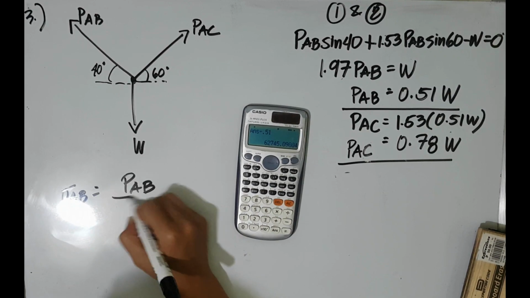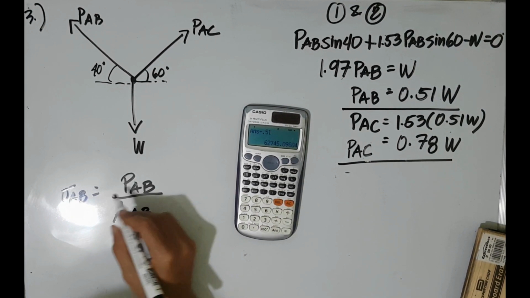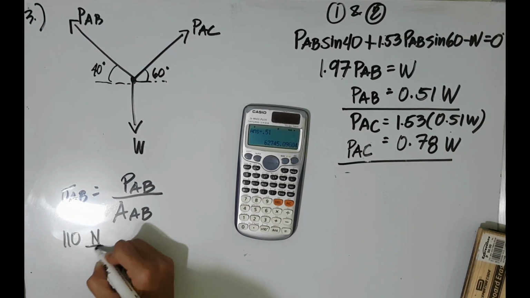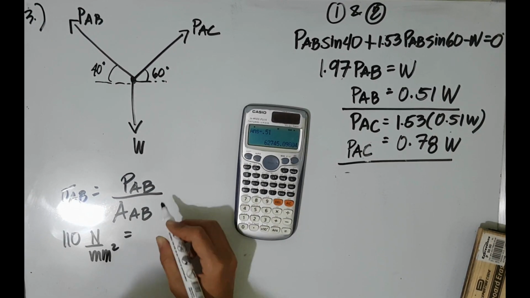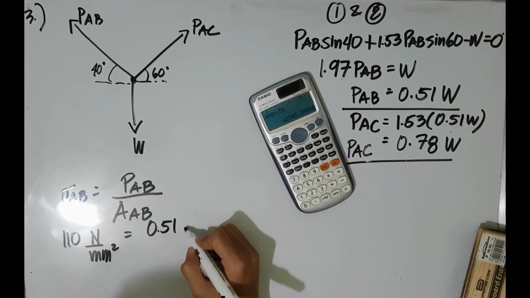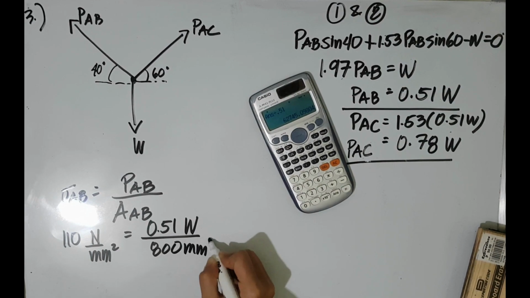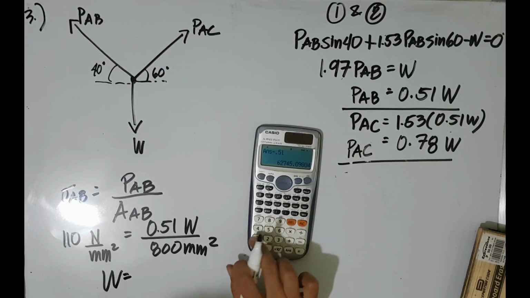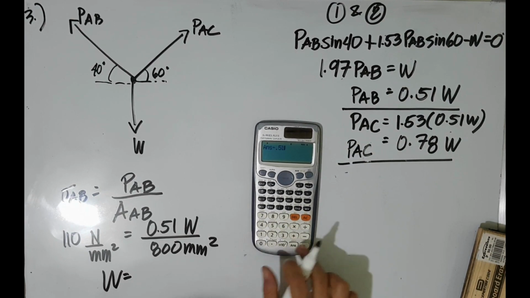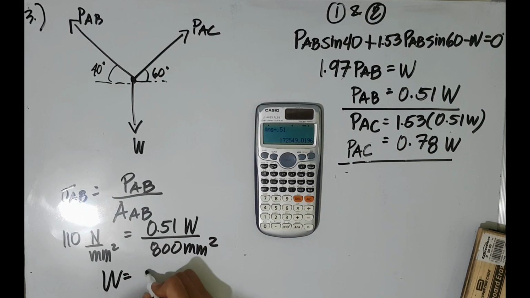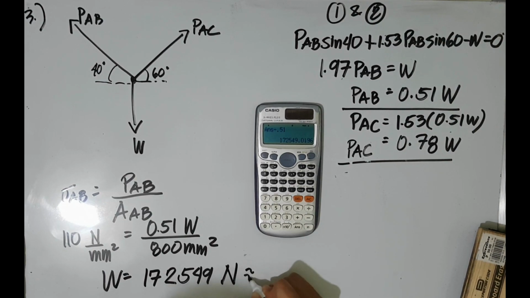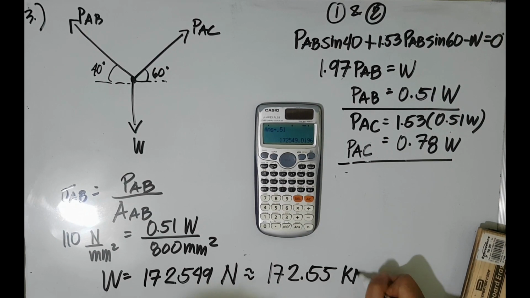Now we are ready to determine the weight. So substituting stress AB as 110 Newton per square millimeter, and our area in AB is 800 square millimeter, and then force AB is 0.51 of W. Therefore, our weight is equal to 172,549 Newton, or 172.55 kilonewton.